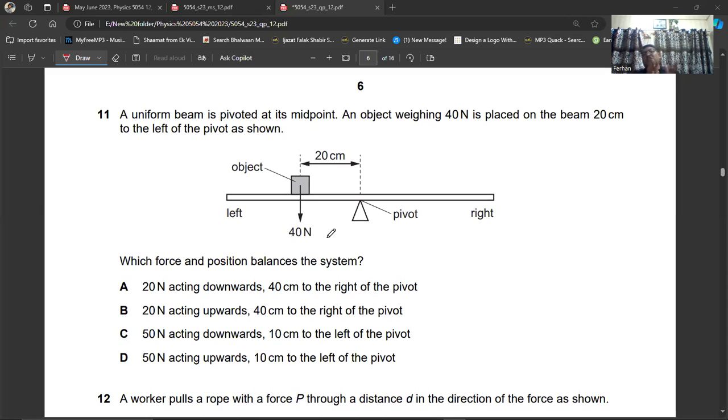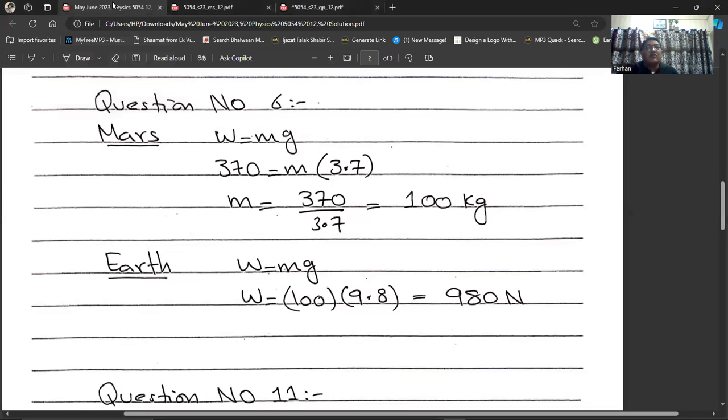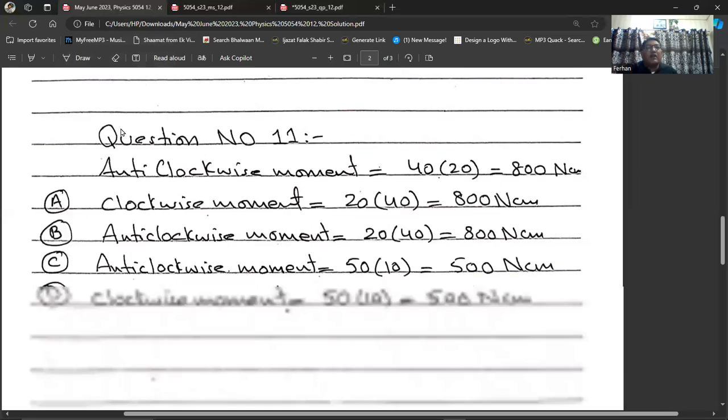So this 40 Newton weight is actually producing an anti-clockwise moment. So which force and position balances the system? You see, it is producing an anti-clockwise moment. To balance it, we will need how much? We will need a clockwise moment of the same amount. Okay, so let's check. So let me show you.